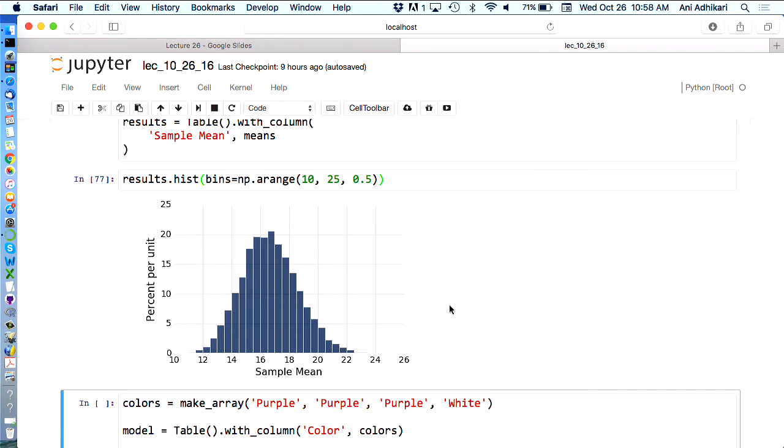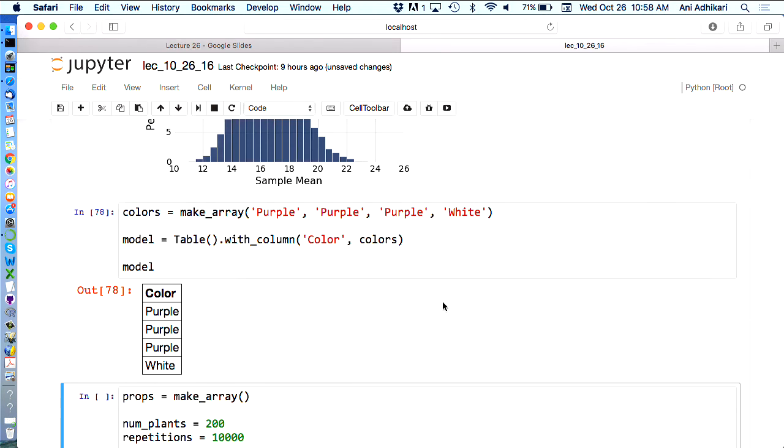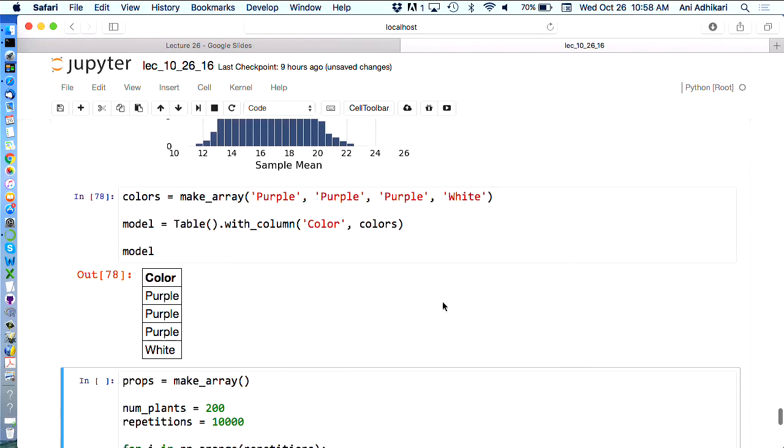So what we have now is a large random sample, and we have the probabilities for the sample mean. Those are also roughly normal. How about proportions? Here's Mendel's model, purple and white flowers. We are going to grow 200 of these plants and look at the proportion that are purple. Mendel's model is good. We've seen that. What proportion purple do you expect? About 75%. That's what you expect. And then, of course, not exactly 75%, a bit this way or that.